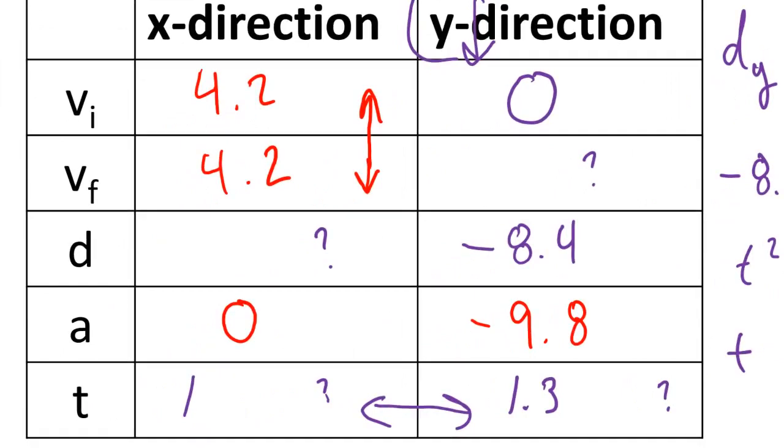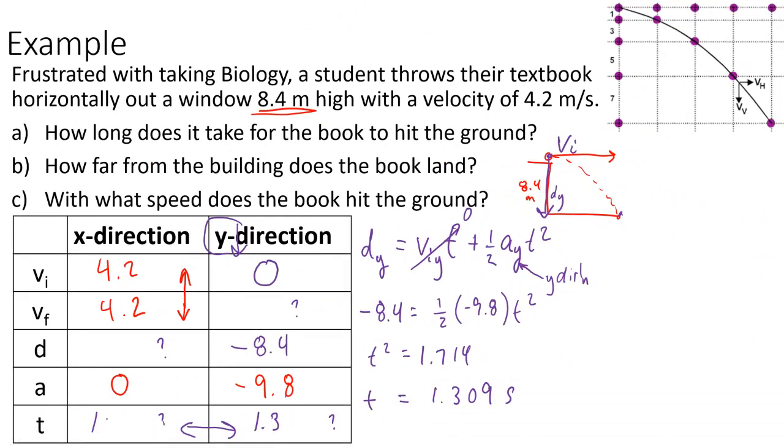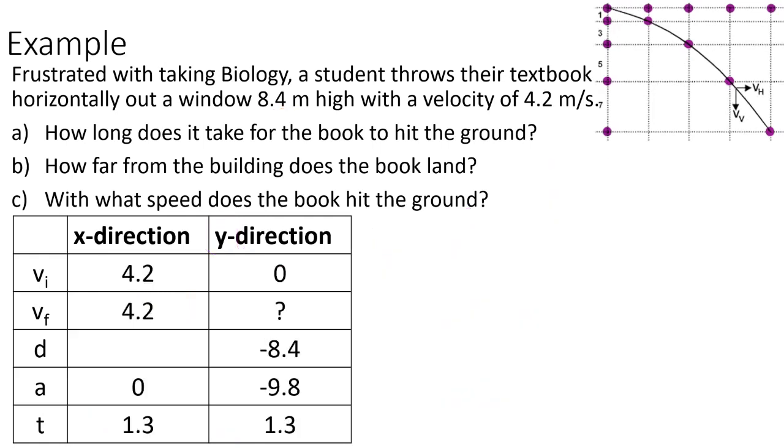Okay, so I'm going to go and populate 1.3 seconds into our VIF table. Okay, so next, I just copy down the information that we just found. We just found that we know what time is. Okay, so next thing I'm going to do is I'm going to go for part B.